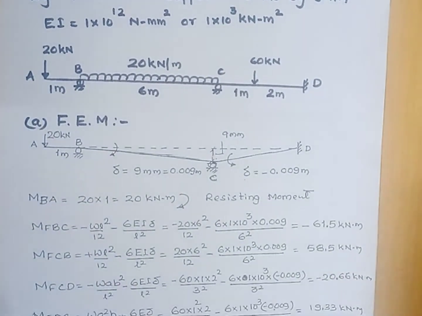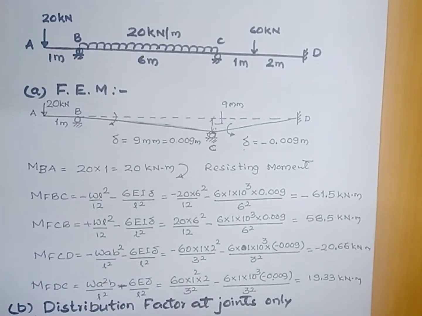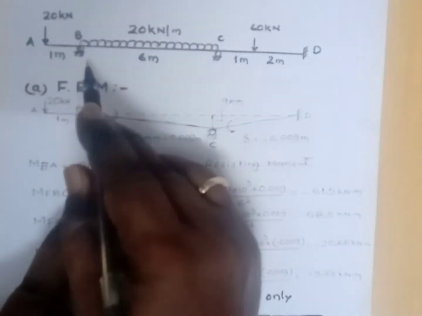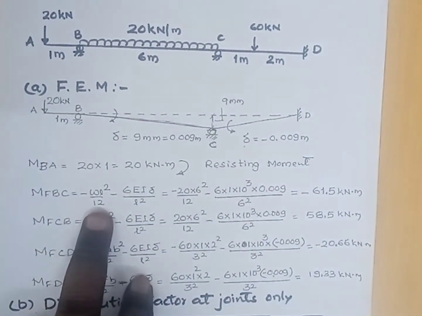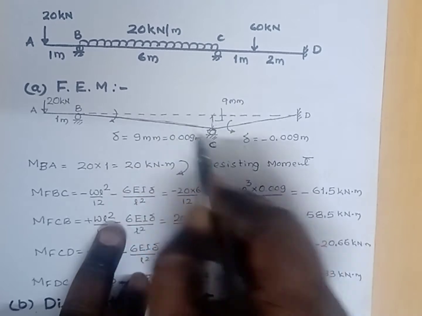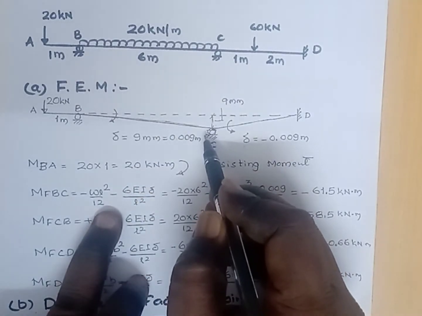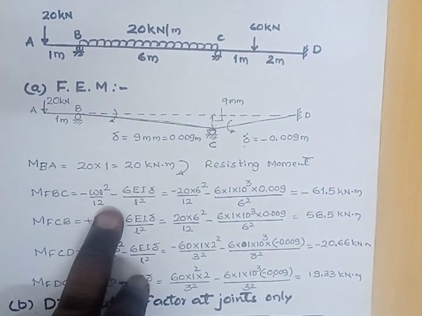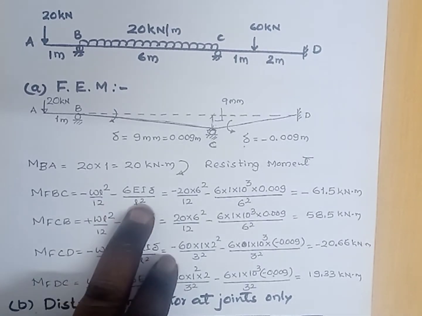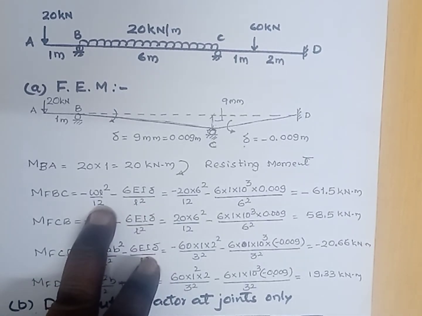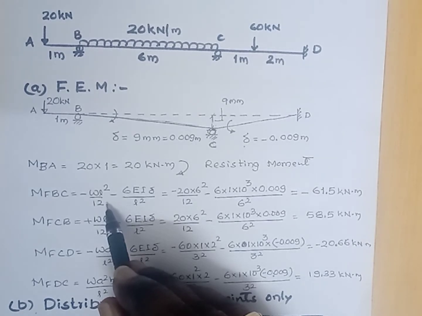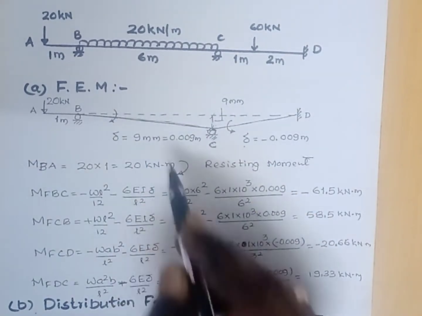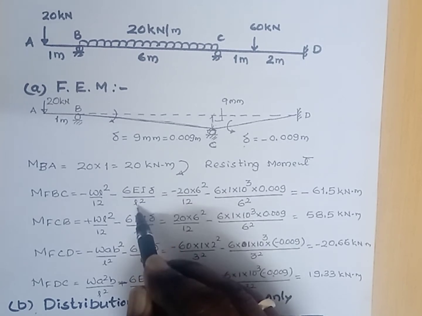Then M of BC, here it is subjected to the load of 20 kilonewton per meter, and there is a sinking of one of the supports. Therefore we have to consider both the moments, that is moment due to the UDL as well as moment due to sinking of the support. Here moment due to the UDL is anti-clockwise, hence that is minus WL square by 12. Here delta is positive, that is minus 6 EI delta by L square.